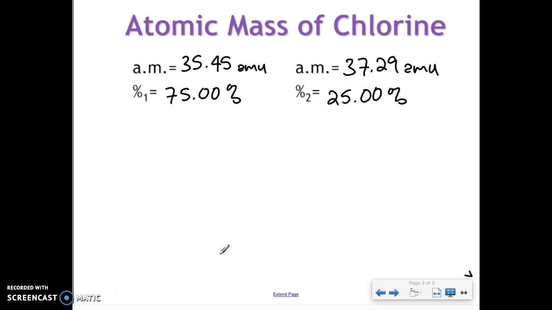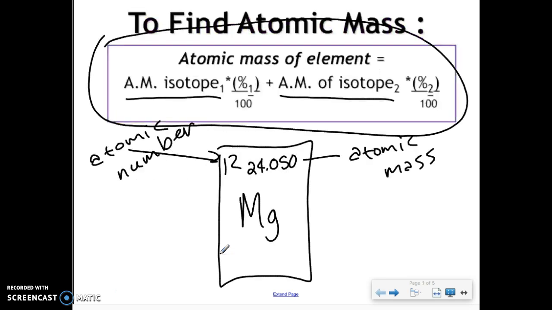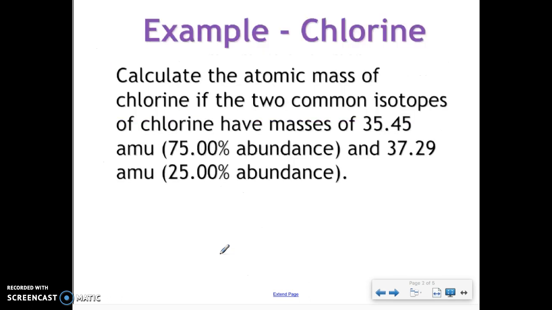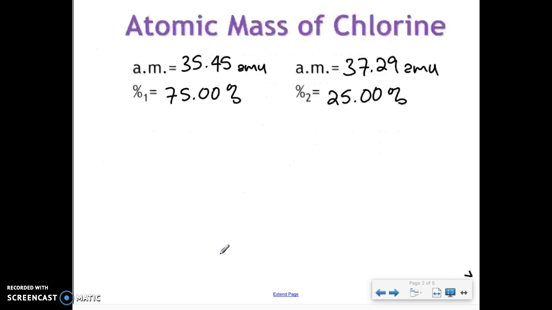So all we need to do is substitute this information into the equation that we copied at the beginning of the period. This equation right here. So we are calculating the atomic mass of the isotope. That's the decimal number from the periodic table. And the equation tells us that we need to take the mass of the first isotope, which is 35.45 AMUs. We need to multiply that times the percentage. But we have to remember that that percentage needs to be divided by 100.